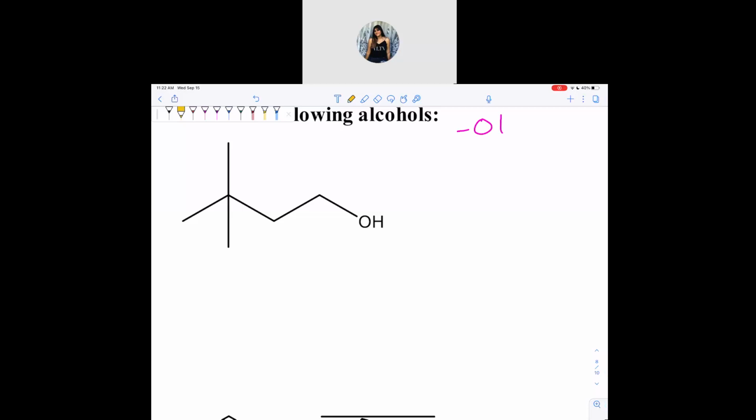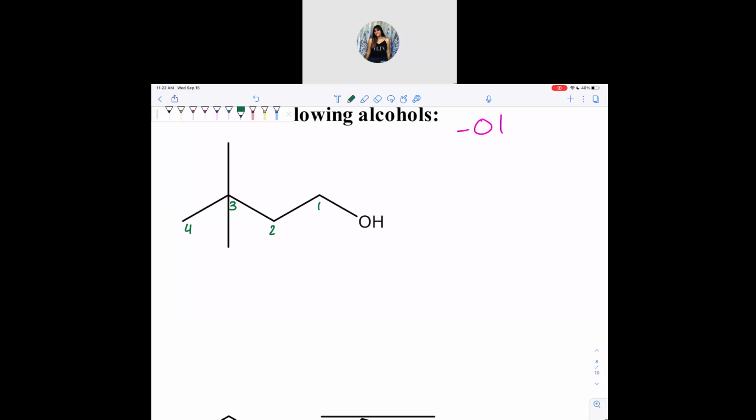So for example, if I were to number this chain, I have two options. I could use the green path or the yellow path. I would clearly want to use the green path because we want the OH on the smallest number possible. So let's get rid of the yellow.